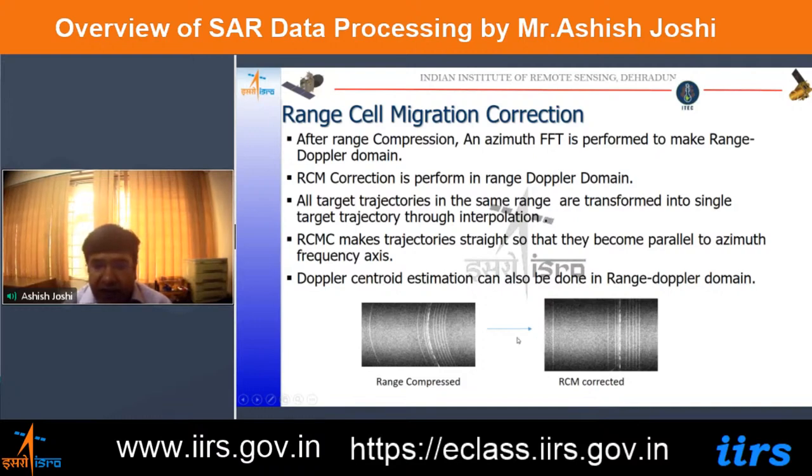So now after the RCM correction, each of these non-linear lines is transformed into a straight line. Each target is now straight but expanded in the azimuth direction. So this is called the RCM corrected image. And we also have to estimate the Doppler centroid in this domain, in the range Doppler domain.